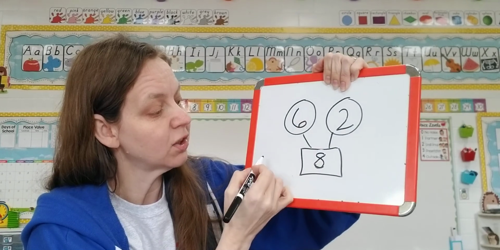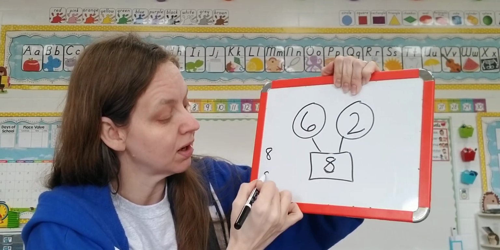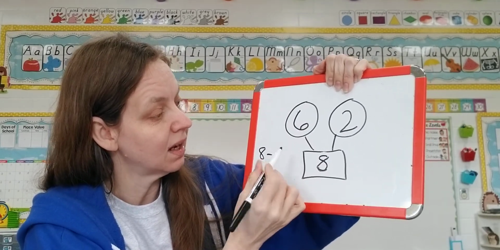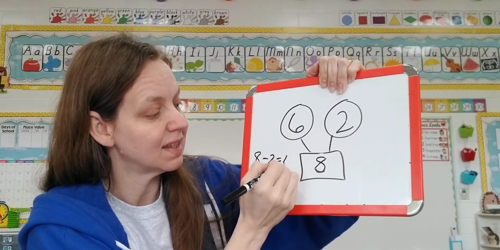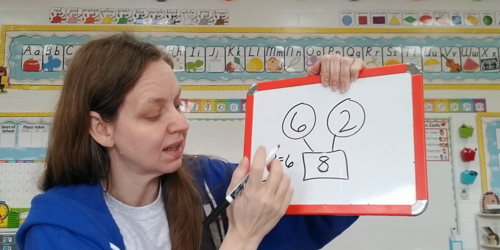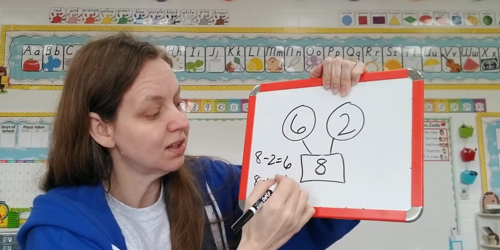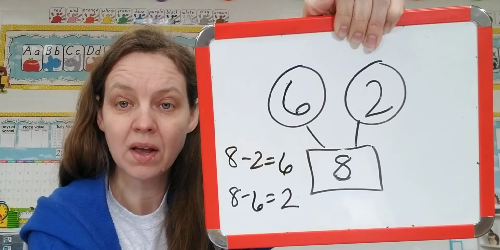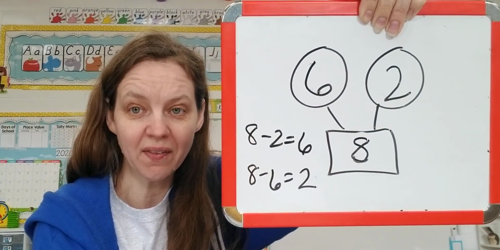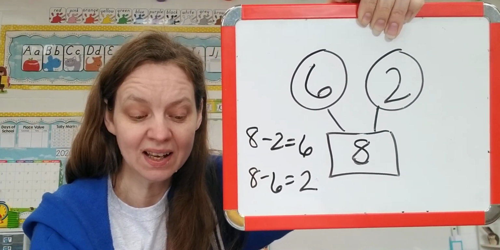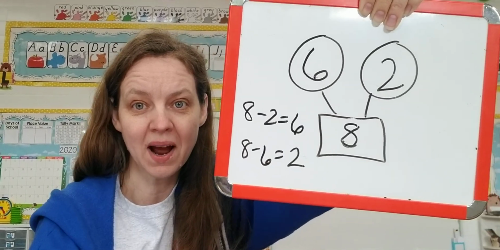Yes. But let's write our subtraction sentences. So remember, they're going to start with the big number, 8. 8 minus 2 equals 6. Or 8 minus 6 equals 2. See how I used the same 3 numbers but switched them around? Good job if you got that right away. If not, keep practicing. It's all right. We're going to keep right on practicing.